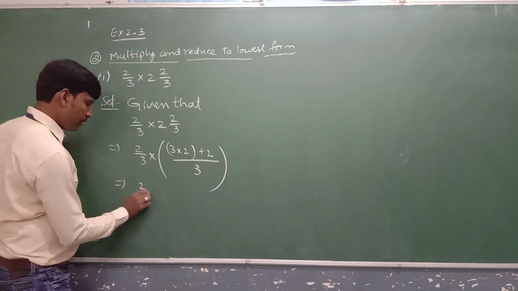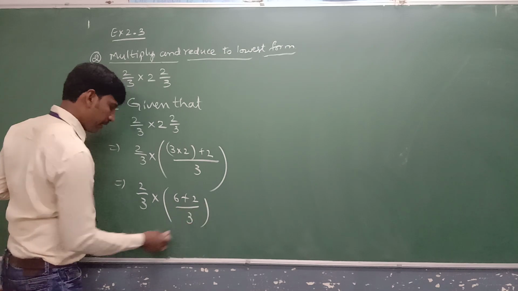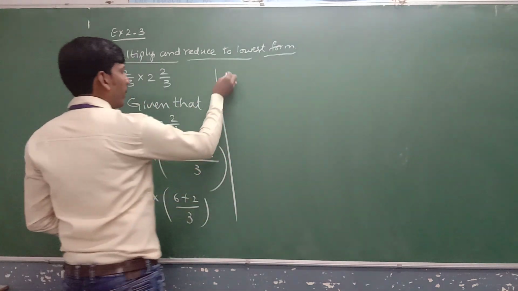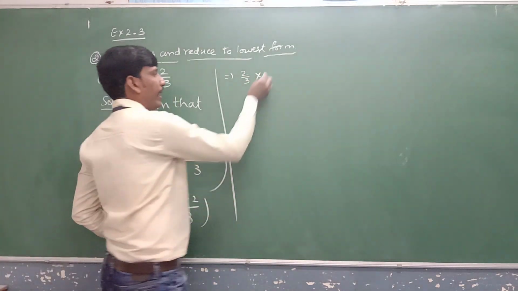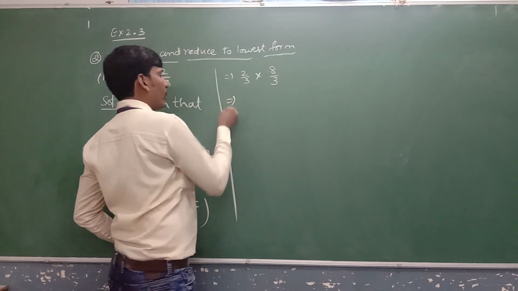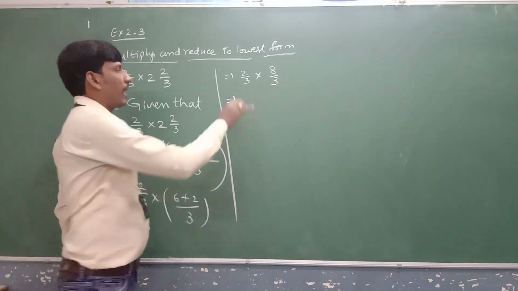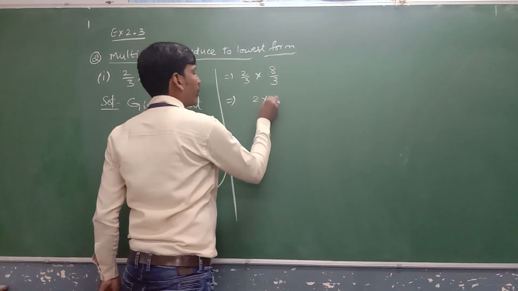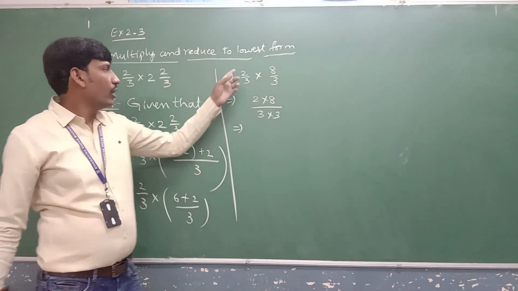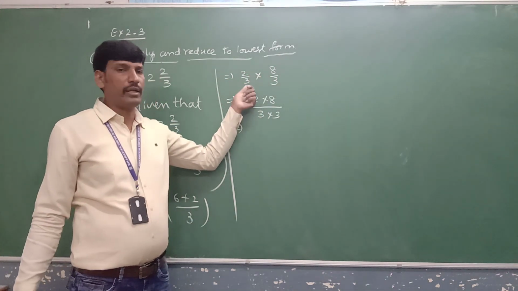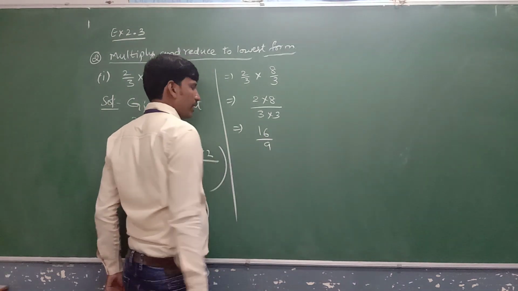So which implies 2 by 3 into 6 plus 2 by 3. So now see this here, 2 by 3 into 6 plus 2 is 8 by 3. So now here we got two fractions. One is 2 by 3 into 8 by 3. We just multiply numerator into numerator, 2 into 8 by 3 into 3, numerator by denominator. So 2 8s are 16 by 3 3s are 9.